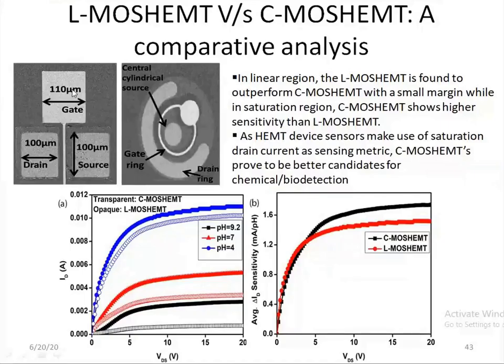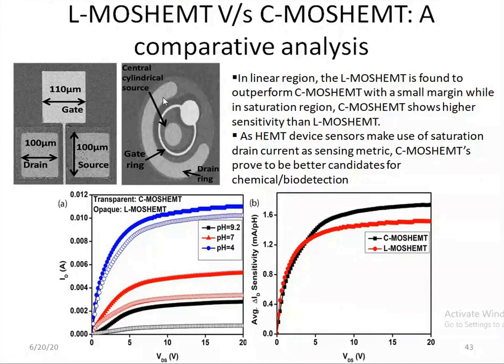Now I'll detail a few other varieties of HEMTs that we have fabricated. Here you can see 2 structures. One is a normal linear HEMT, having a source, drain and a gate in between. The second figure is a circular HEMT. Yesterday he was discussing a vertical HEMT; this is some other topology of a HEMT. Here you'll have a central cylindrical source, then a ring gate and a circular drain. This is another topology that can be used.